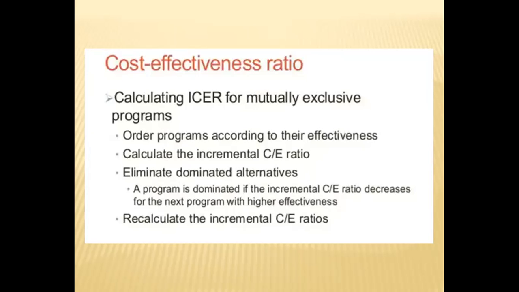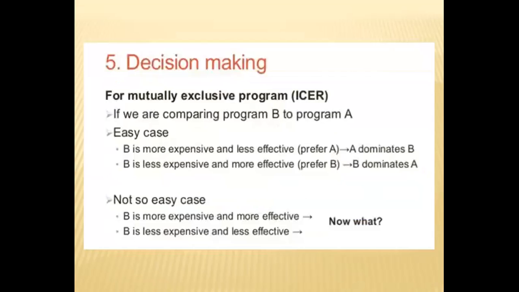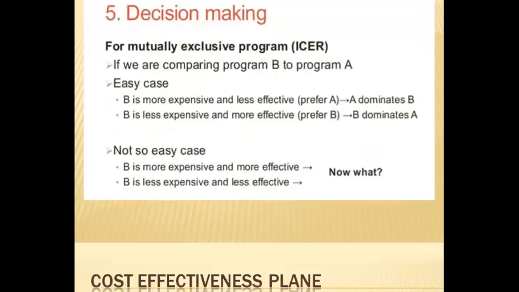Eliminate dominated alternatives. Decision making for independent programs uses the ACER, or average cost effectiveness ratio. Implement programs in the order of their ratio until the budget is exhausted. The lowest ACER is most effective and hence given the highest priority. Decision making for mutually exclusive programs: we are comparing program B to program A. Easy case: B is more expensive and less effective, so we prefer A; A dominates B. If B is less expensive and more effective, B dominates A.